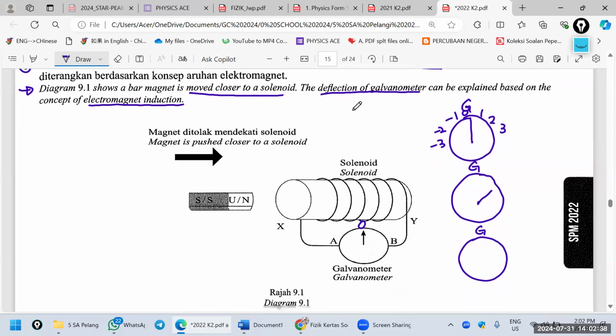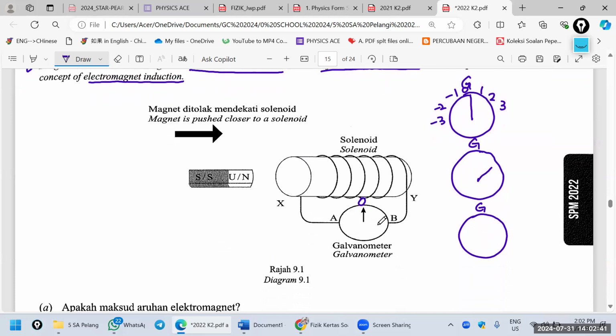Move closer to solenoid and there is deflection of galvanometer. Be careful, because galvanometer normally is 0 at the center, right? And normally when we use voltmeter and ammeter, the 0 is on the left, correct? So if this is the center, this is A, this is B, which one has greater deflection?